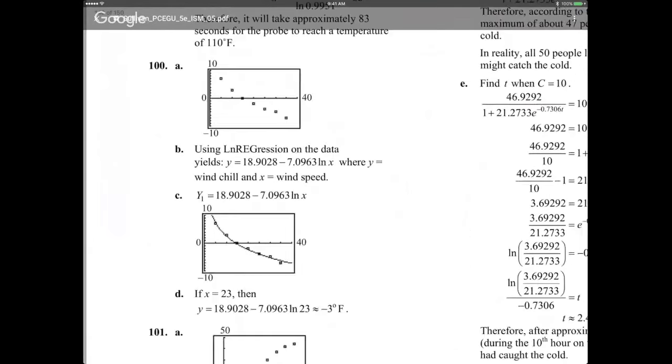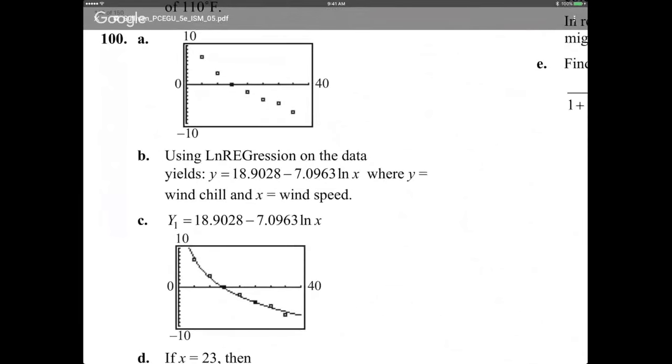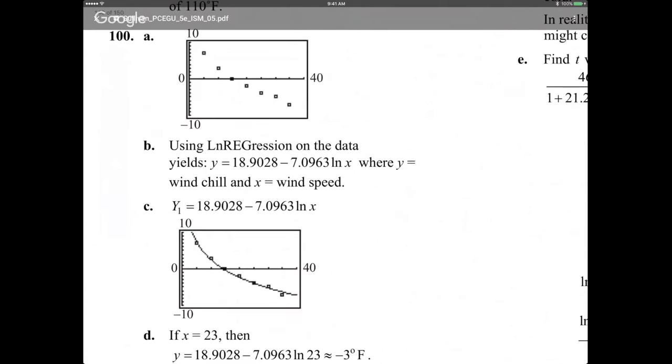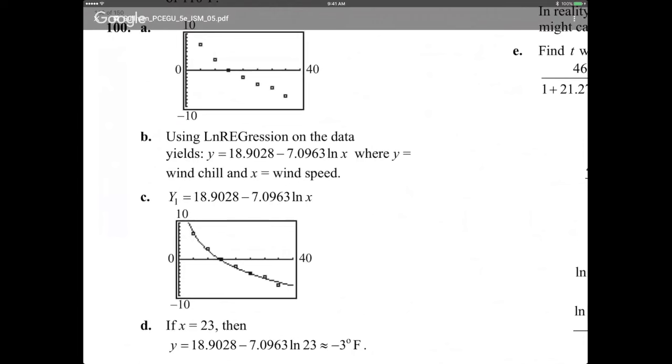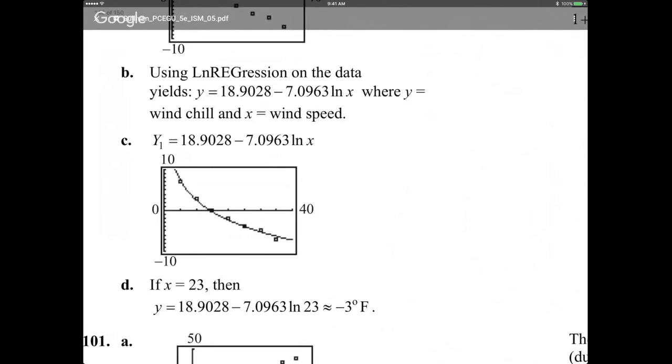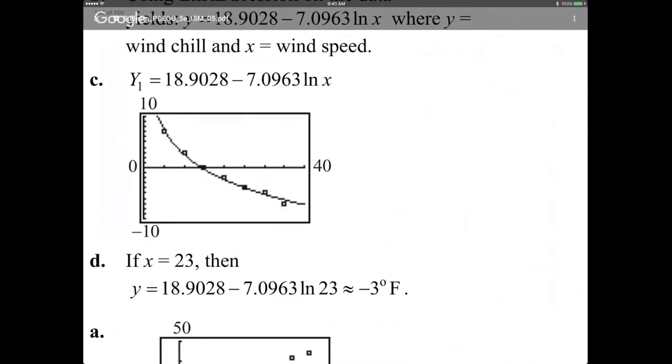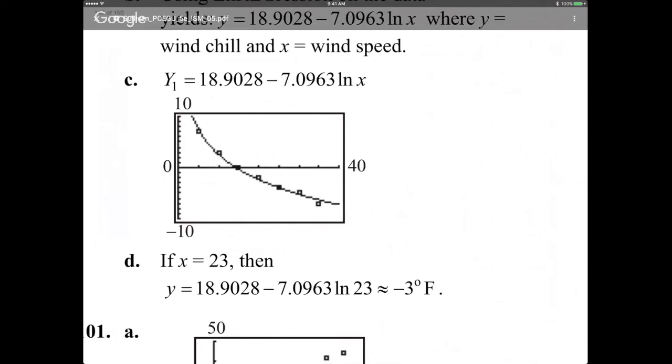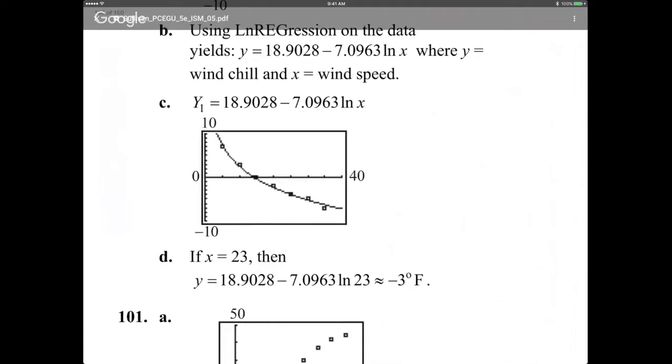And that was it. On number 100, you had to use a logarithmic regression. They use natural log. So 18.9028 minus 7.0963 ln of x was what they got. You didn't have to use base e. You could use other bases. That'd be fine. Then on C, you got a graph. And then you plug in x equals 23, and you get negative 3 degrees Fahrenheit. If you got a slightly different model and got slightly off of negative 3, that's fine. Not a problem.